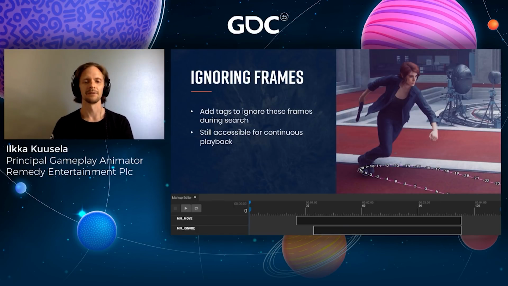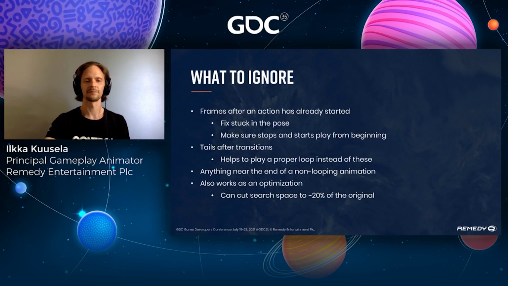So we added a very simple feature where we could tag parts of the animation to be ignored by the search. For example, in this turn animation, we would leave maybe 10 frames near the beginning of the turn for motion matching to pick, and anything after that would be ignored from the search. These frames are still accessible for continuous playback, so if this animation starts playing, it can play all the way through. And this turned out to be a pretty powerful tool for controlling motion matching. One use case was fixing this problem where you get stuck in a pose.